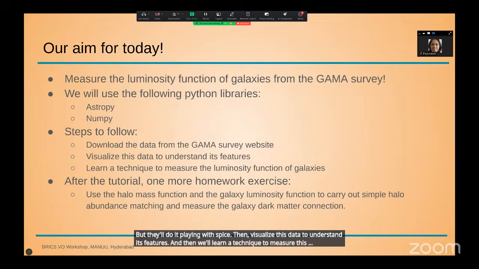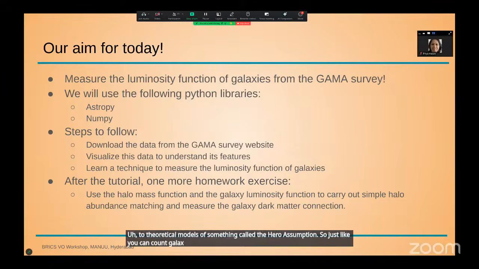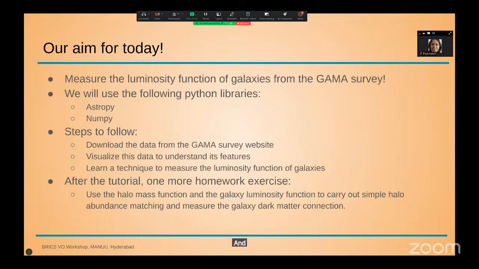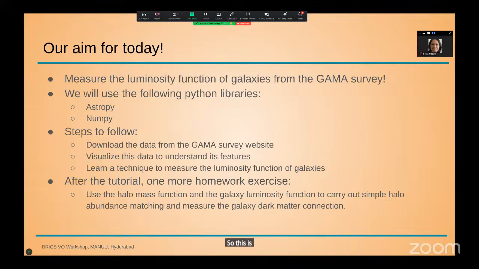Okay. And after the tutorial, if you have some time and energy, then you can do one more homework, which is to connect it to theoretical models of something called a halo mass function. So just like you can count galaxies in the survey, you can theoretically predict the number of dark matter blobs which can host these galaxies. Right? And when you connect them, you can learn about the connection between galaxies and dark matter. So this is something for you to play with later.